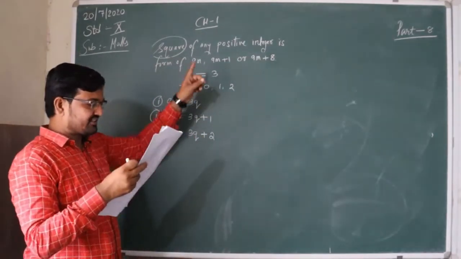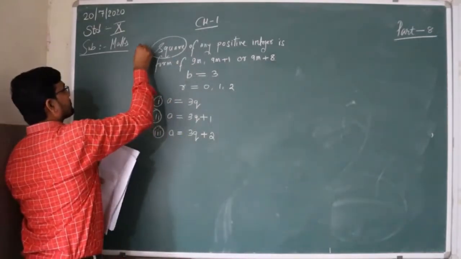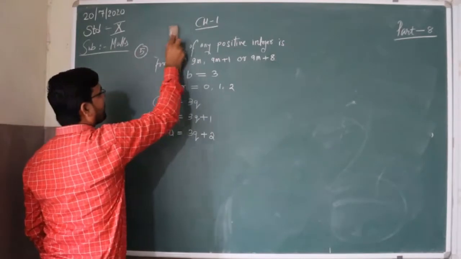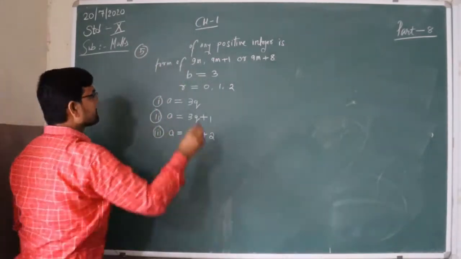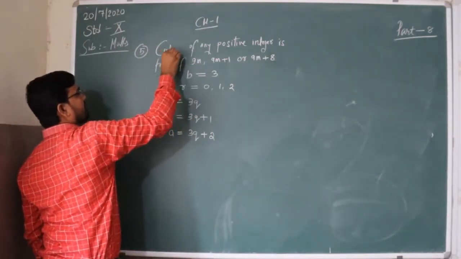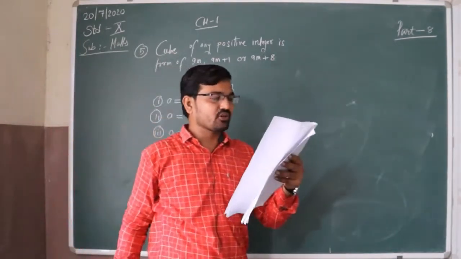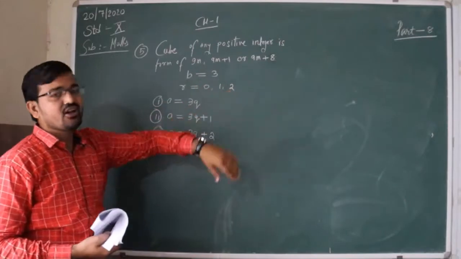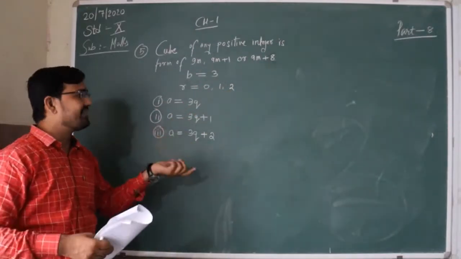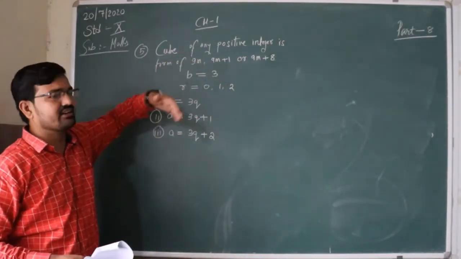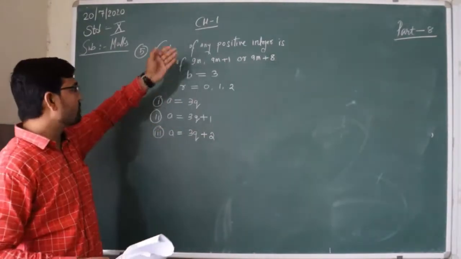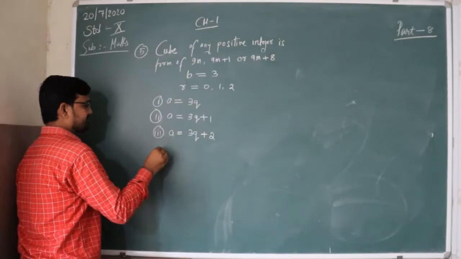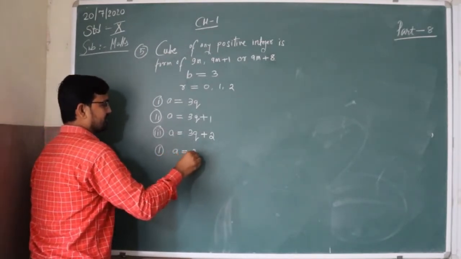But one thing I have to change in this fifth question: in place of square, the question is given in the form of cube. So the cube of any positive integer is of the form 9m, 9m plus 1 or 9m plus 8. What we did in the last one, when square was given, we squared both sides. Cube is given, so we will cube both sides.